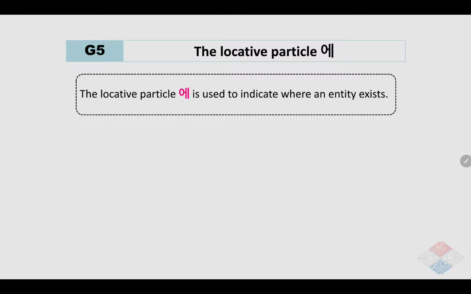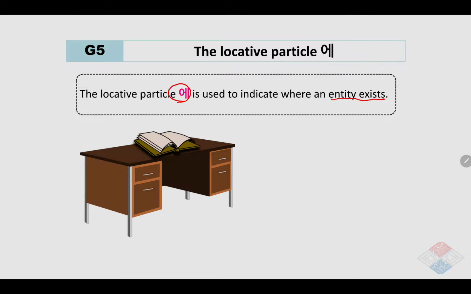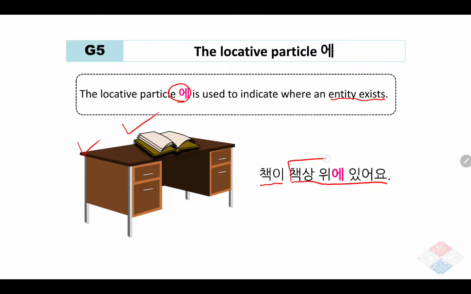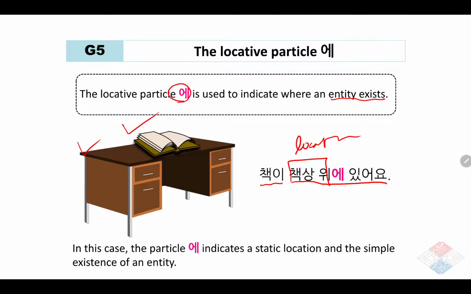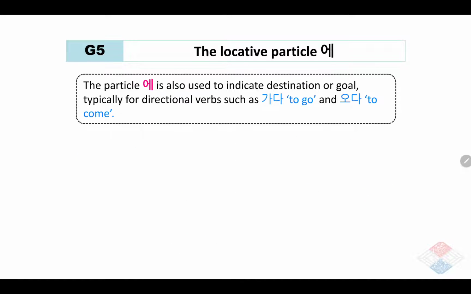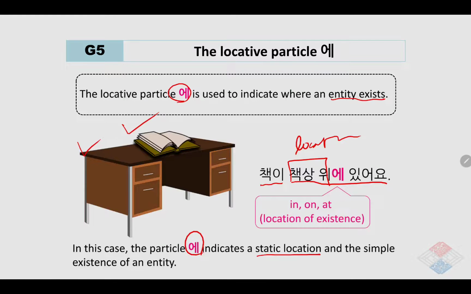Alright, the locative particle 에 is used to indicate where an entity exists. So, location particle. Let's say we have a desk and a book on top of the desk. 책이 책상 위에 있어요. So 책상 위 is a location, right? So that is why you use 에 after it. In this case, the particle 에 indicates the static location and the simple existence of an entity. So focus on the fact that it is a static location, and it is usually used with verbs like 있어요.